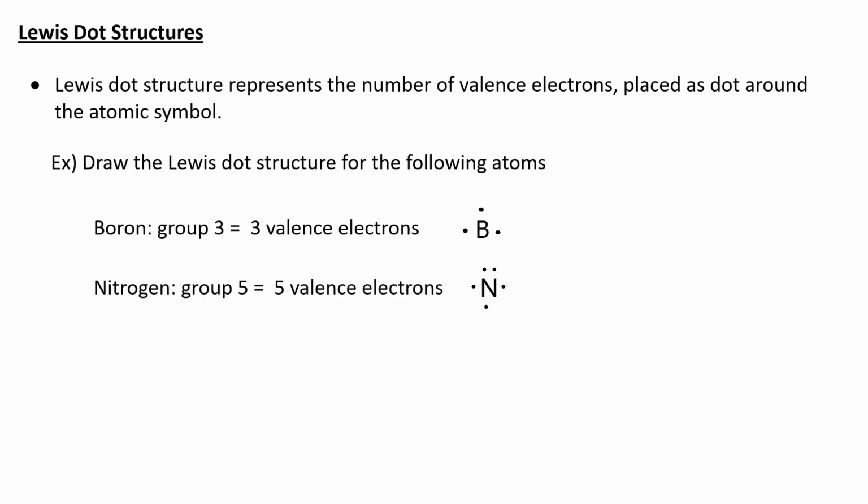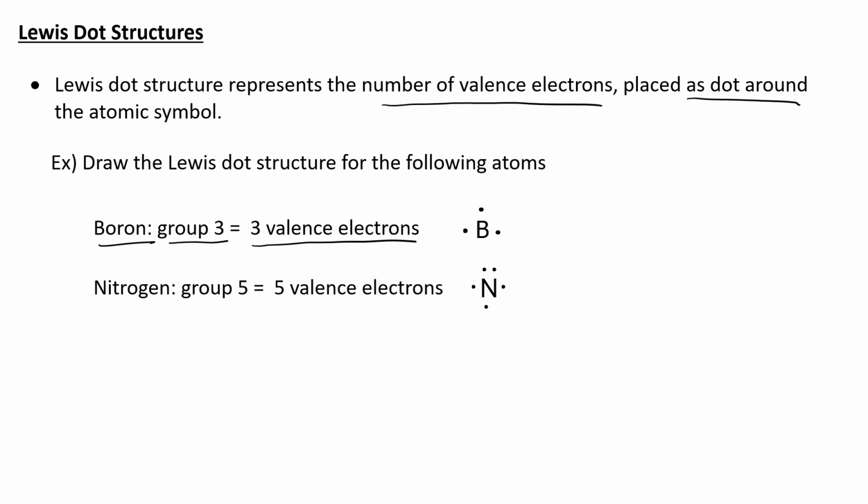Before we begin drawing Lewis structures for molecules, you need to be able to draw the Lewis dot structure for a particular atom. The Lewis dot structure for an atom simply has a dot around the atom, and the number of dots represent the number of valence electrons. So, for example, let's look at boron. Boron is group 3 on the periodic table, meaning it has 3 valence electrons. You draw the element symbol B and 3 dots.